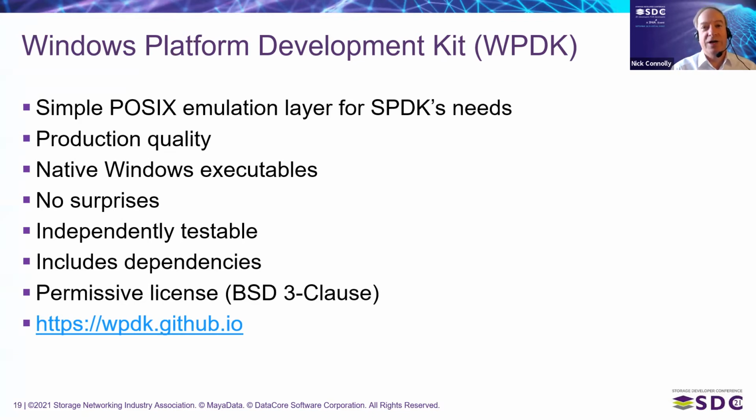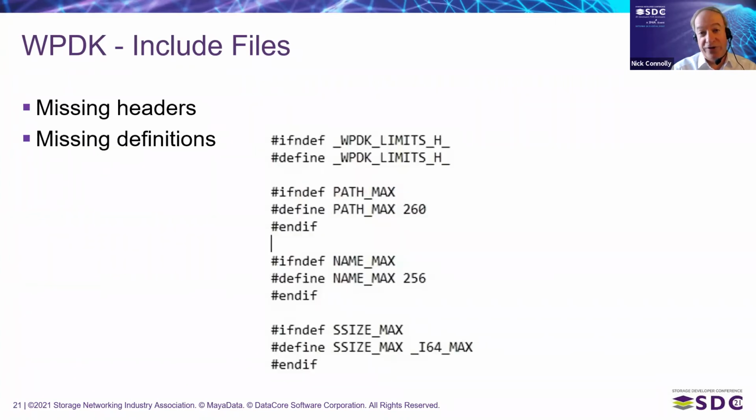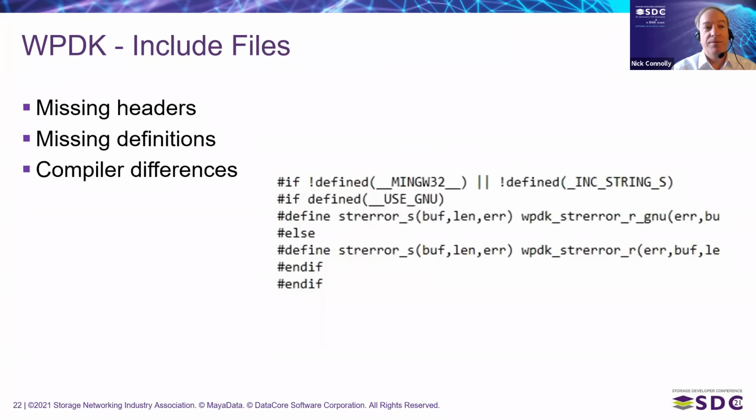Here's an overview of some of the content. At the heart of WPDK is a set of include files. Windows is not a POSIX system and doesn't have POSIX compatible headers. Some files are simply missing. Some are present, but have missing definitions. And some need to be adjusted to handle compiler differences. In fact, handling multiple compilers correctly has taken a significant amount of time.